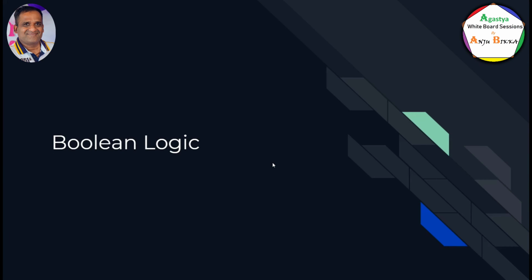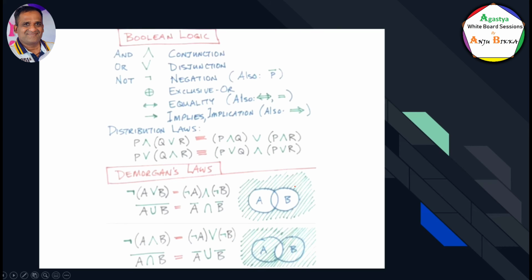Let's discuss more on Boolean logic. This is very important to understand for our theory of computation. All the topics we discussed so far are the prerequisites. In part 1 we discussed a few topics, and this is also part 2. Now, what is Boolean logic?